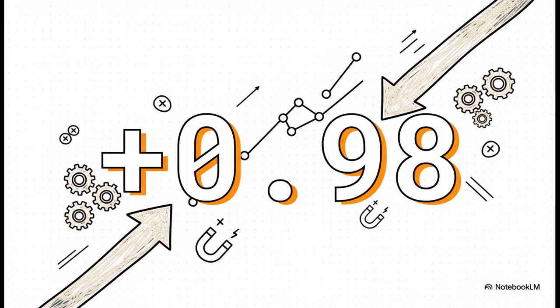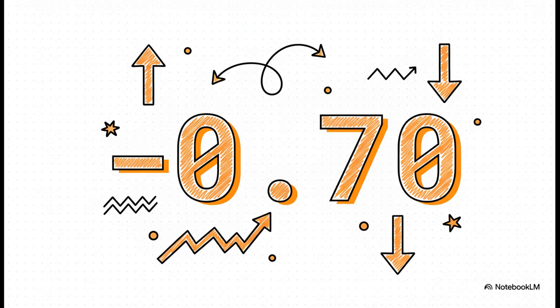So, for example, let's say you get a correlation of positive 0.98. Whoa, that's almost a perfect +1. This means those two variables are moving together in almost perfect lockstep. When one goes up, the other goes up, and you can be pretty darn sure of it. It's a super strong link. Okay, so what about a negative number, like -0.70? Well, the negative sign tells us it's that seesaw relationship.